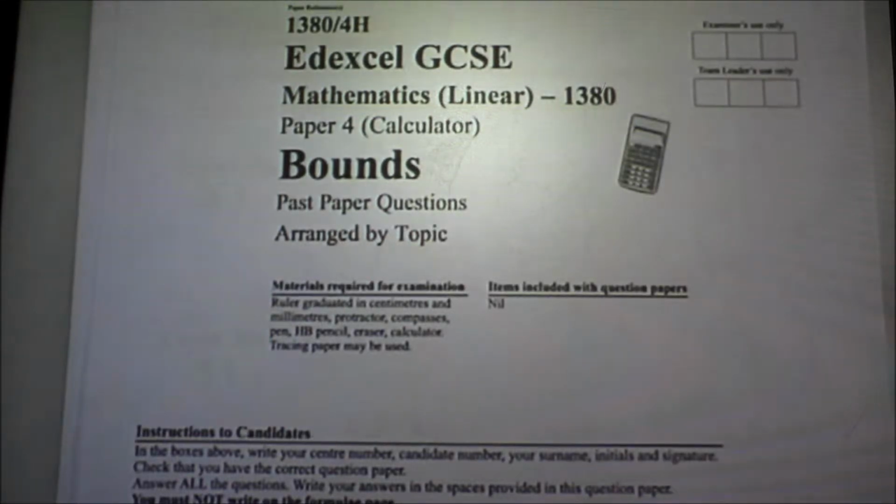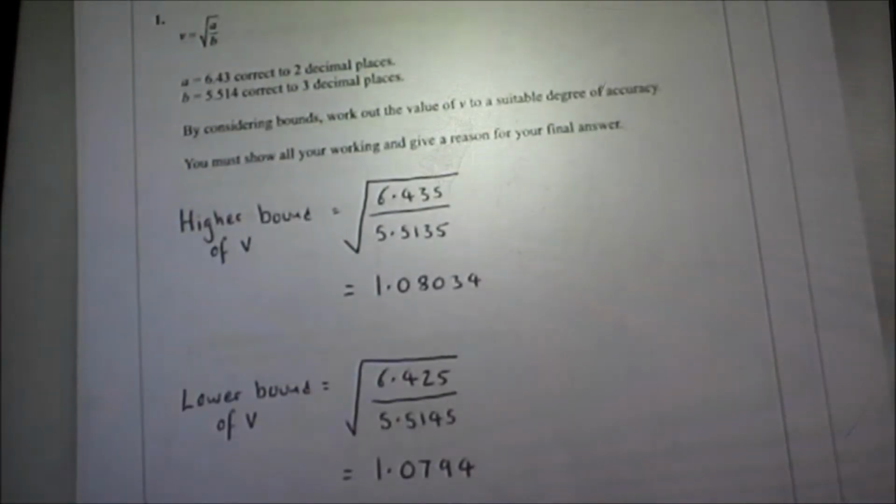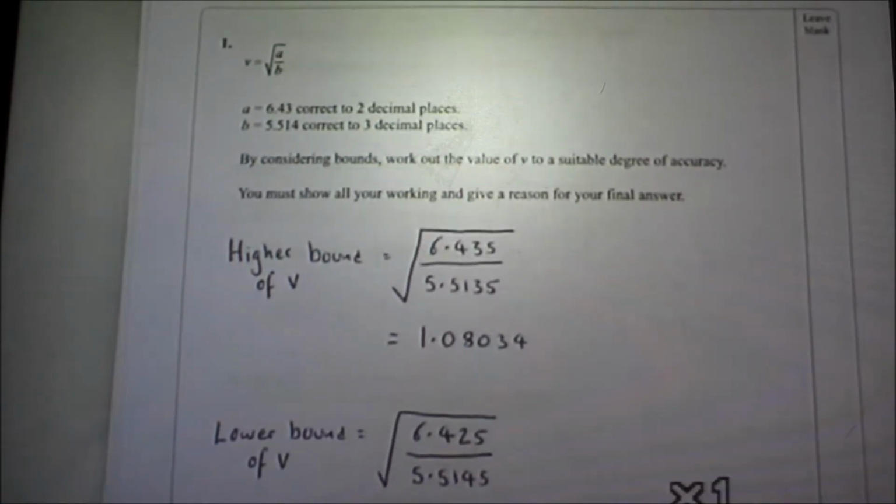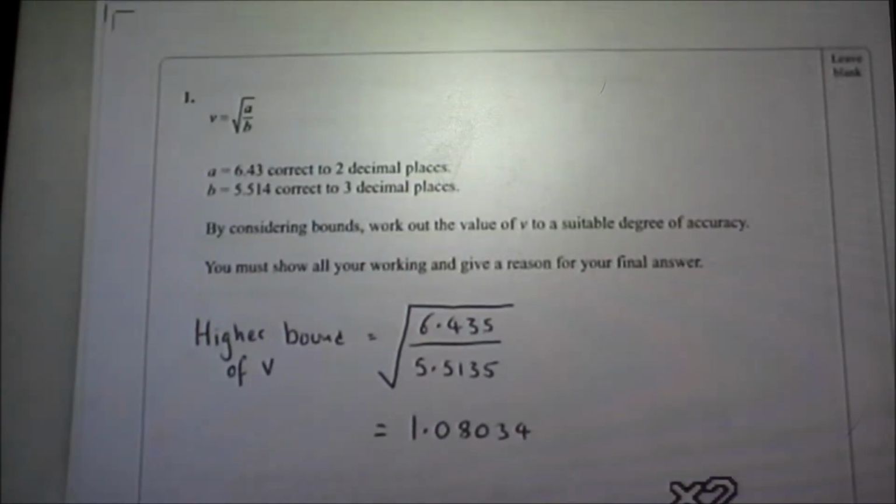GCSE questions on bounds. Question 1, this is from a past paper. A is 6.43 and B is 5.514.